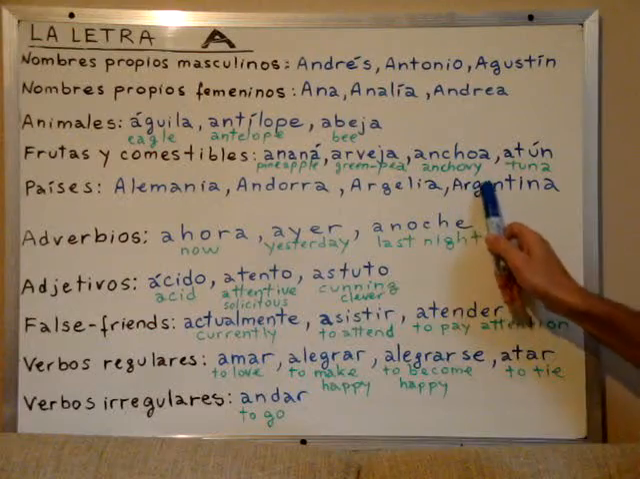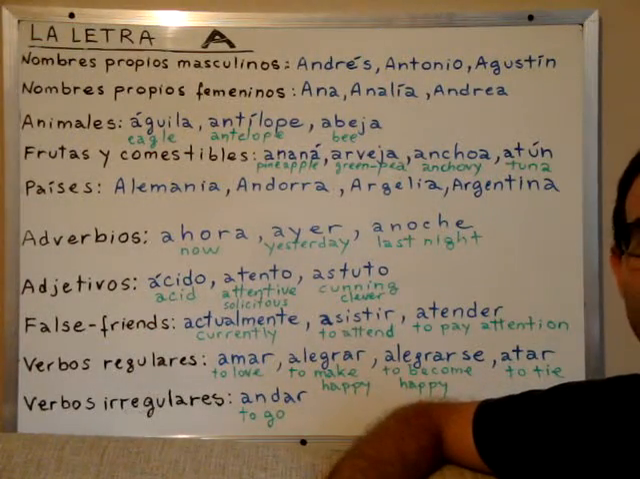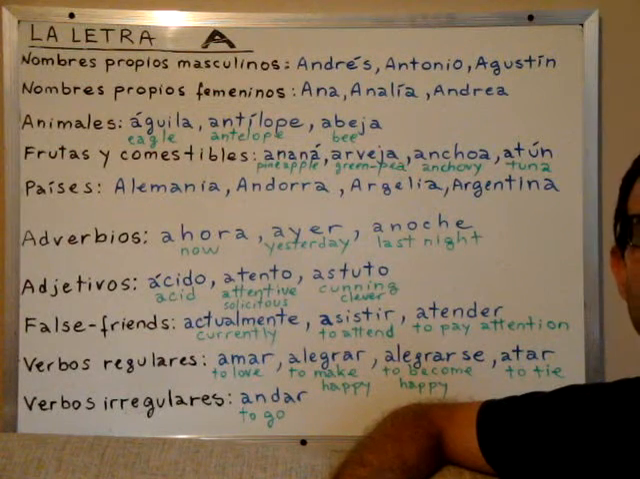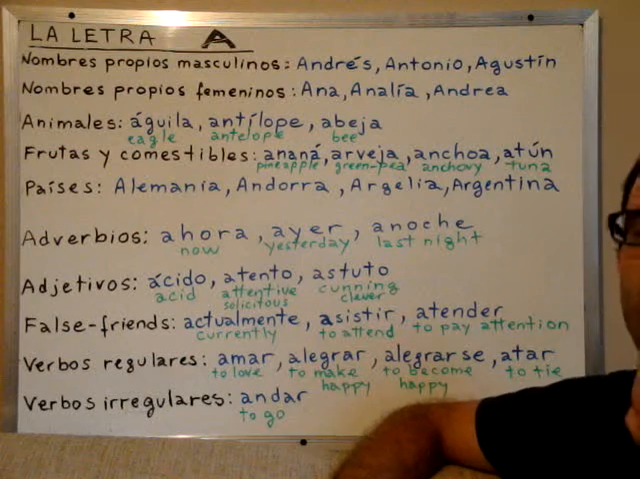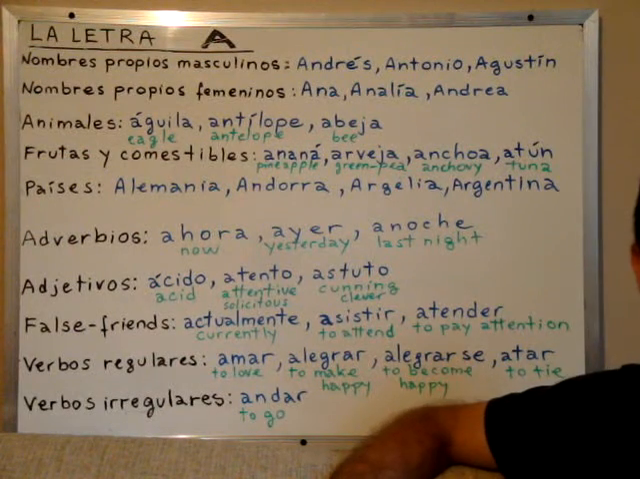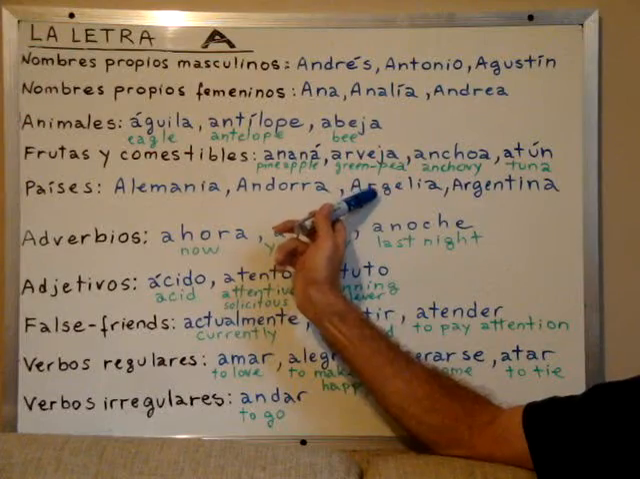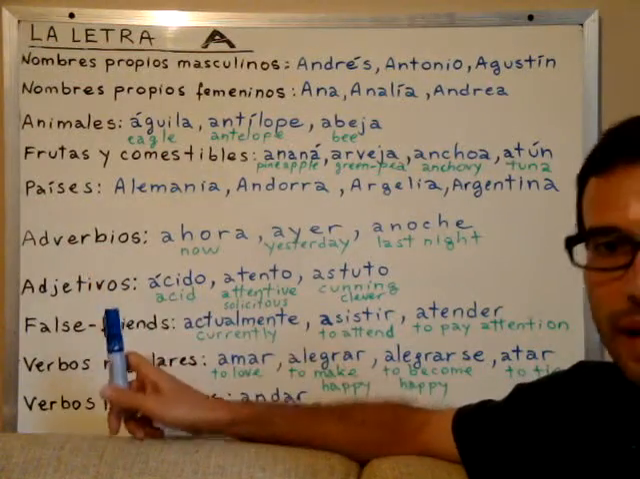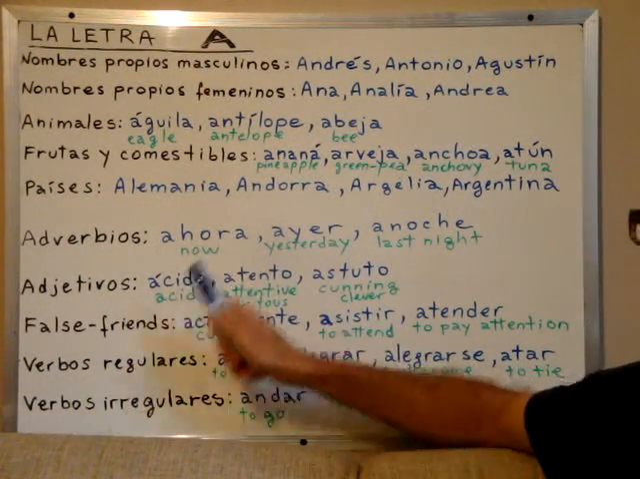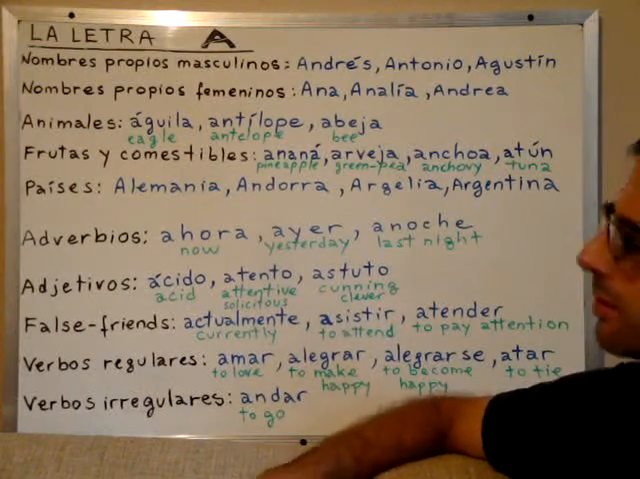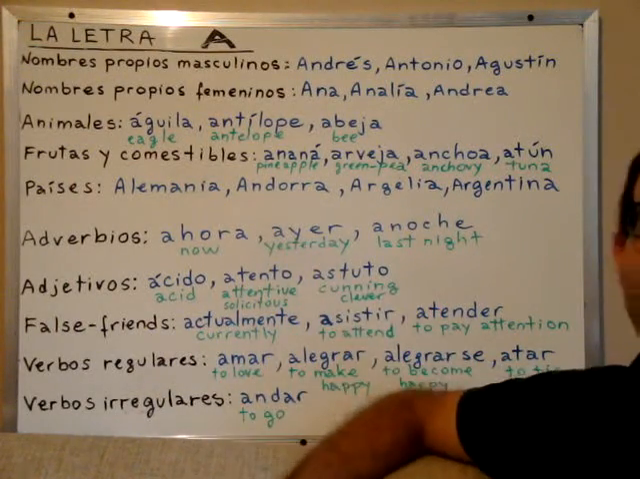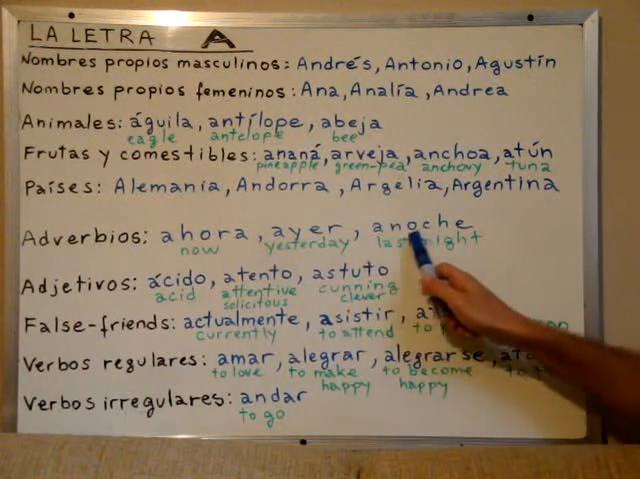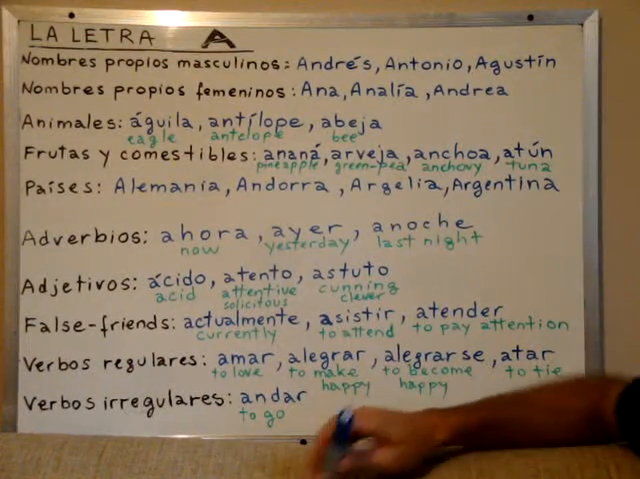Watch out for the G in Spanish, we don't say Argentina the English way, we say Argentina with a throaty sound, right? So J and G sound like this, as if you were scratching your throat, okay? Argentina, Argelia. We have some adverbs that begin with letter A, as ahora, which means now, ayer, which means yesterday, and anoche, anoche means last night.